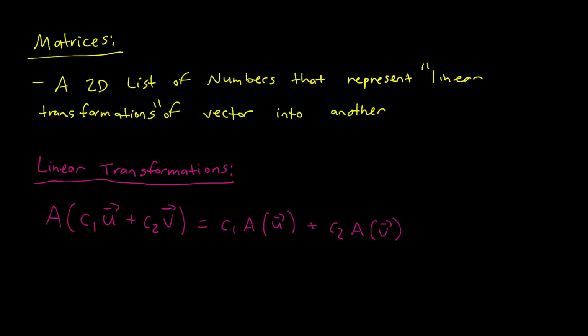And matrices are just two-dimensional lists of numbers that represent linear transformations of one vector onto another. And the definition of a linear transformation is one that satisfies this property. When the operator A acts on C1 U plus C2 V, where C1 and C2 are scalar constants and U and V are vectors, the result is C1 times A operated on U plus C2 times A operated on V.